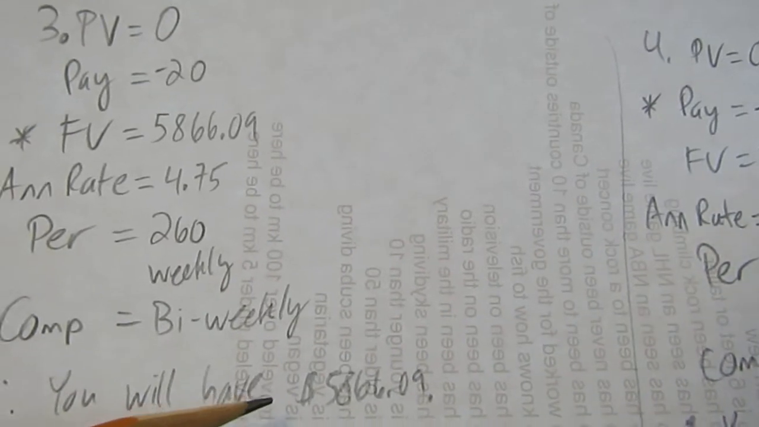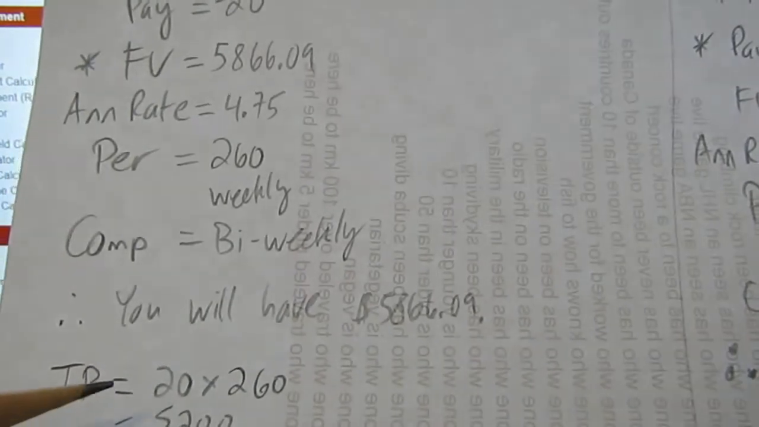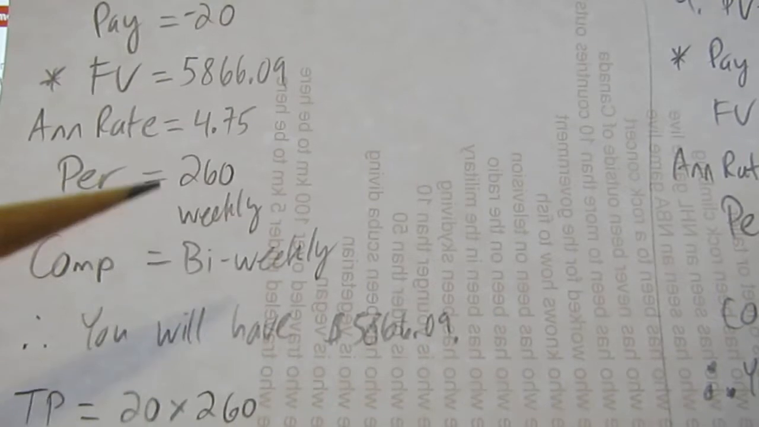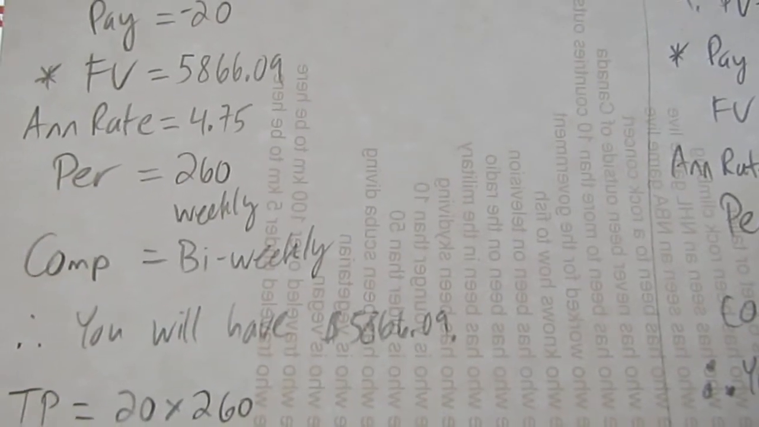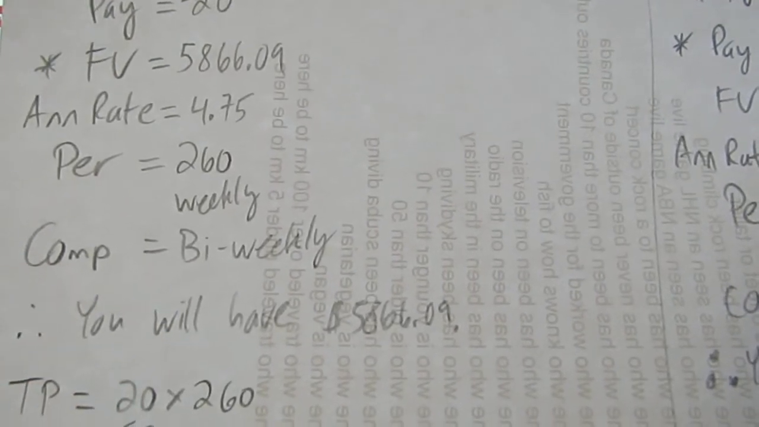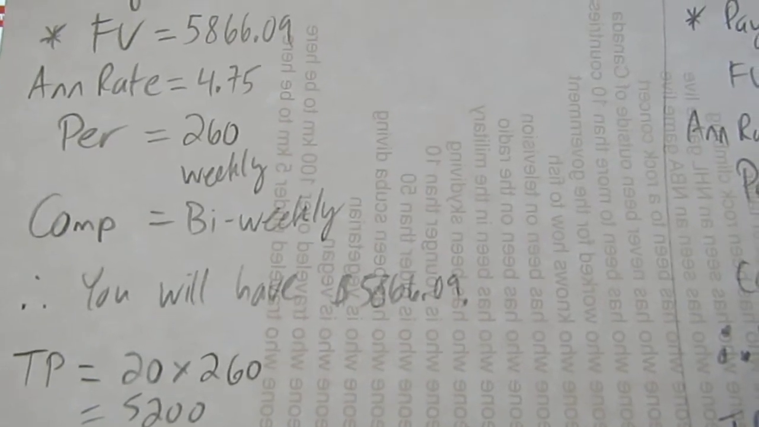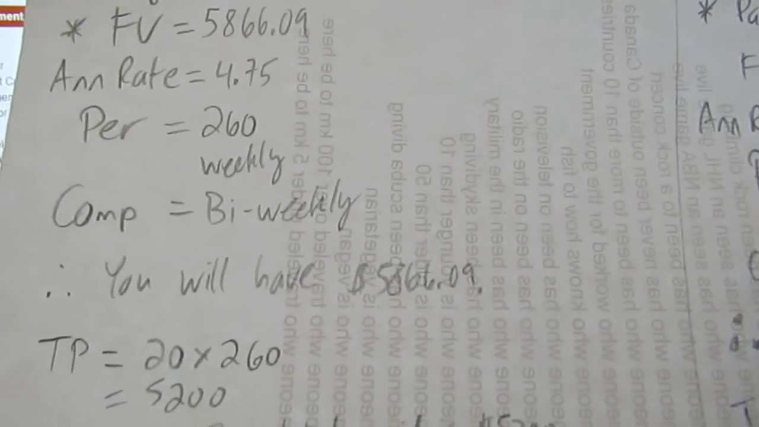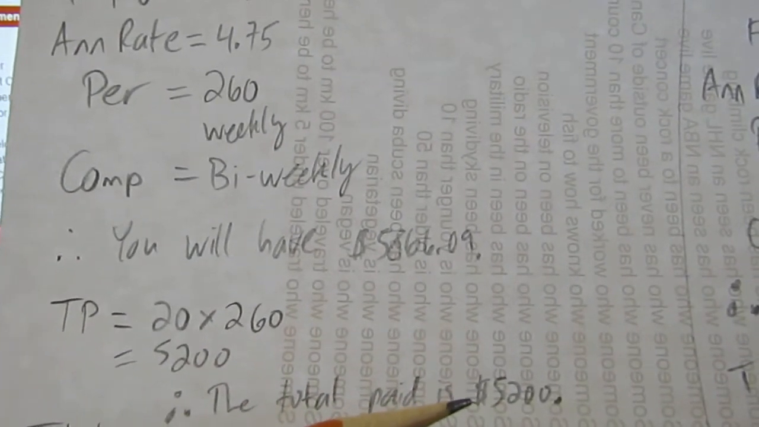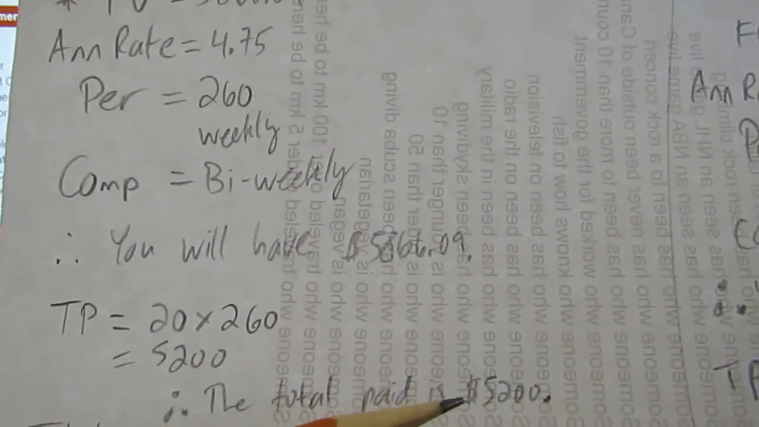The next part says calculate the total interest. Well, first we'll calculate our total paid. That's the same as before. You just take your payment, 20, and the number of payments, 260. It doesn't even matter what order you do them. As long as you do 20 times 260 or 260 times 20, it's the same thing. You get a total of $5,200 when you do $20 260 times. So your total paid is $5,200.